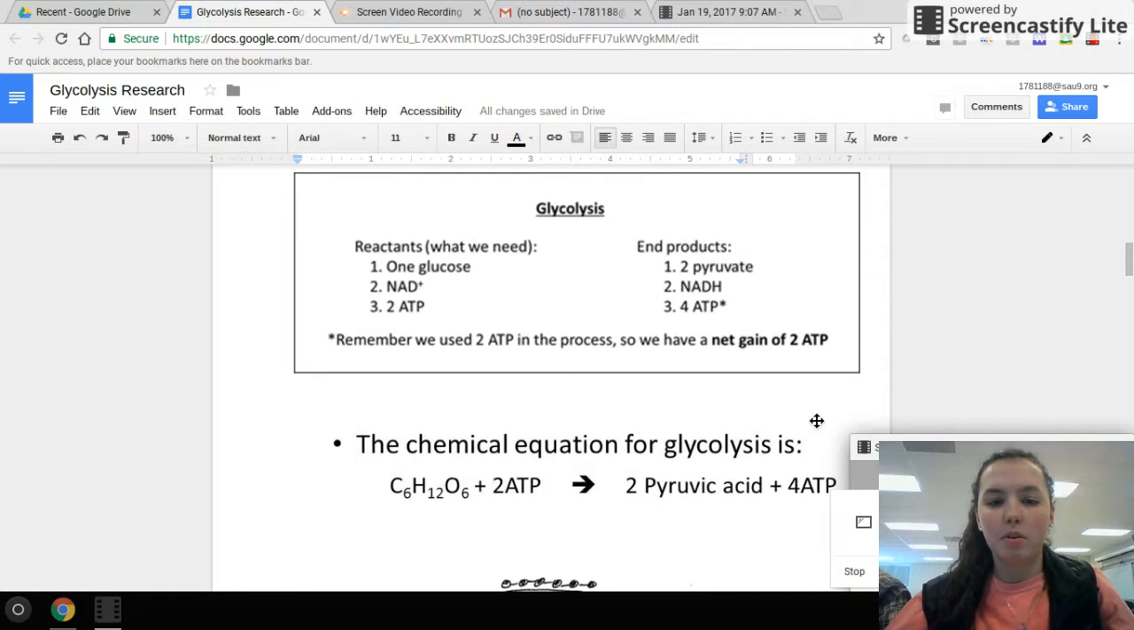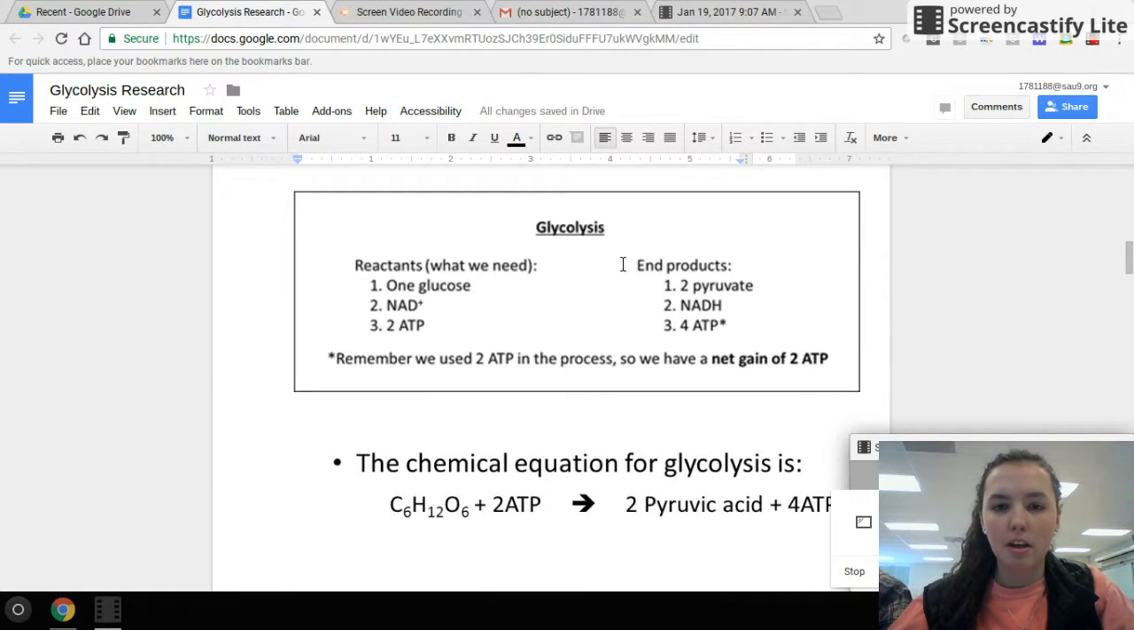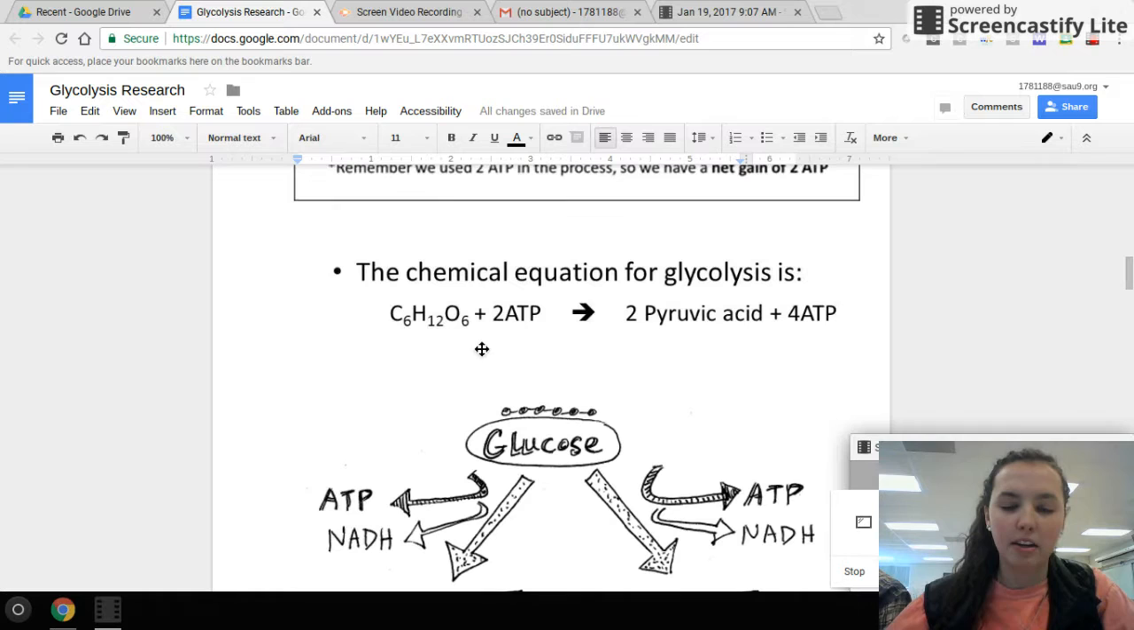And here are a couple of my images. Here's some basic stuff about reactants and end products, just simplified, and here's another simplified equation for glycolysis with the glucose and then the 2 ATP going in, and then the 2 pyruvic acid, meaning those 2 pyruvate molecules, and then there's 4 ATP coming out, meaning a net of 2 ATP.